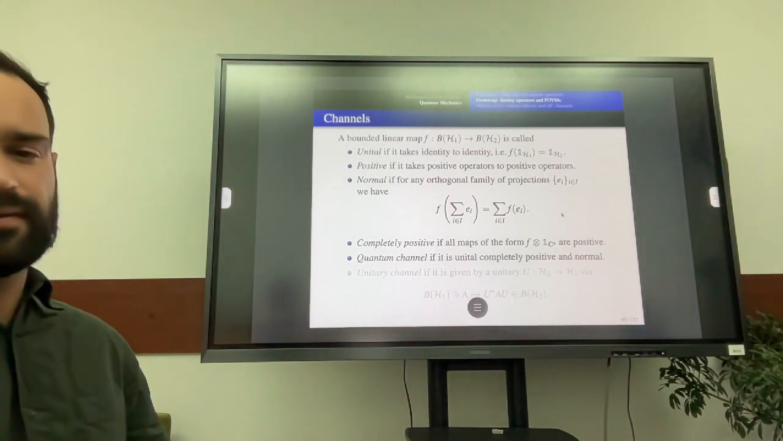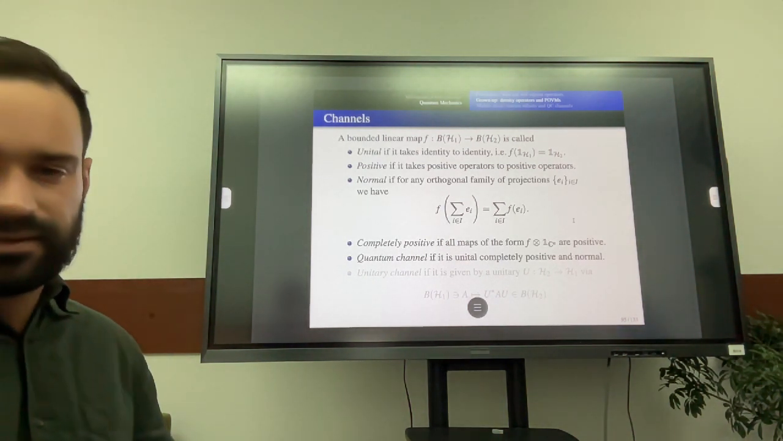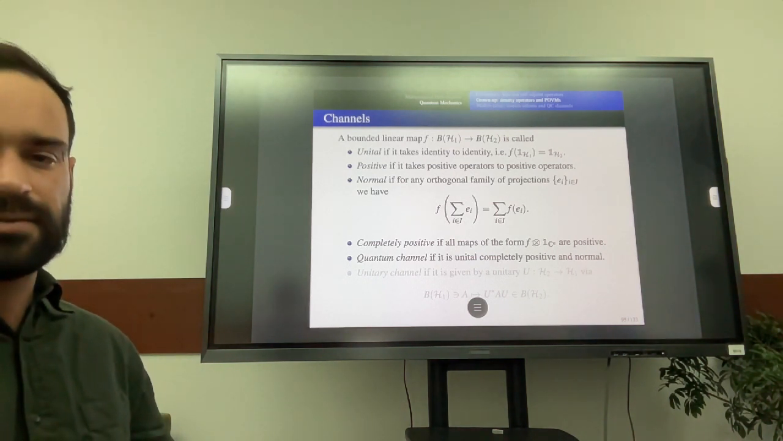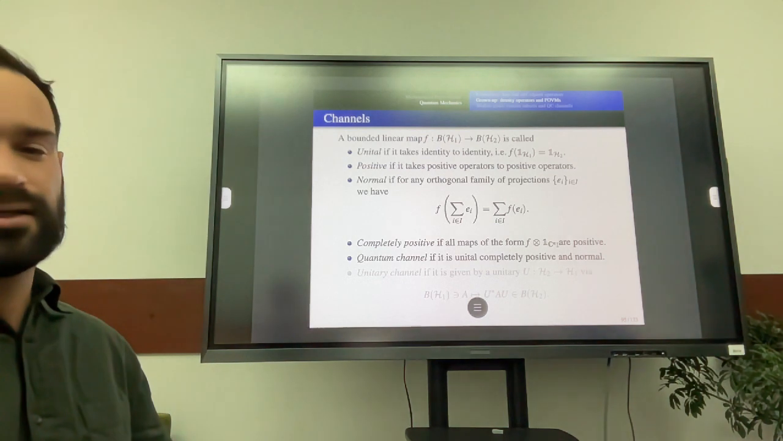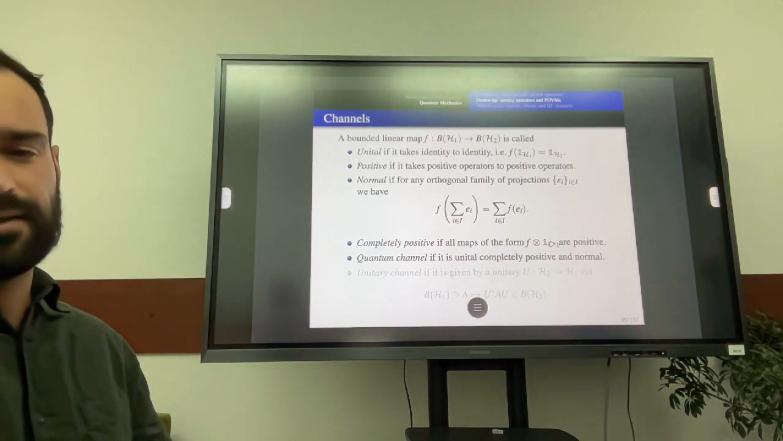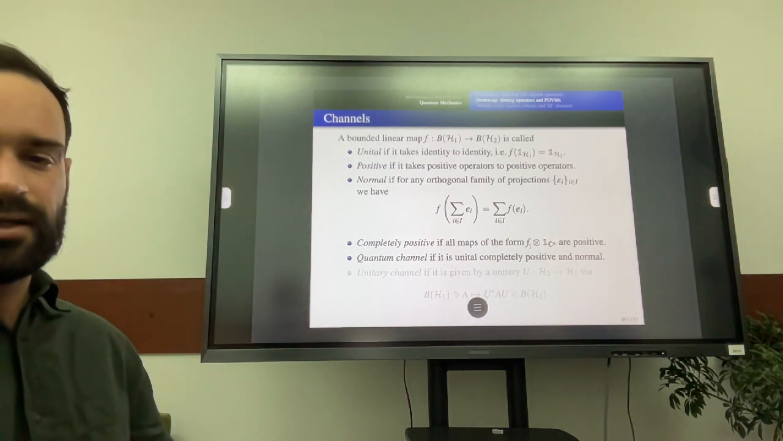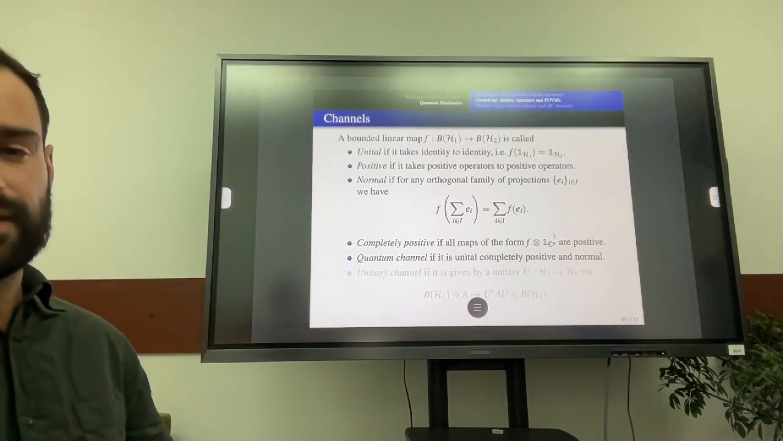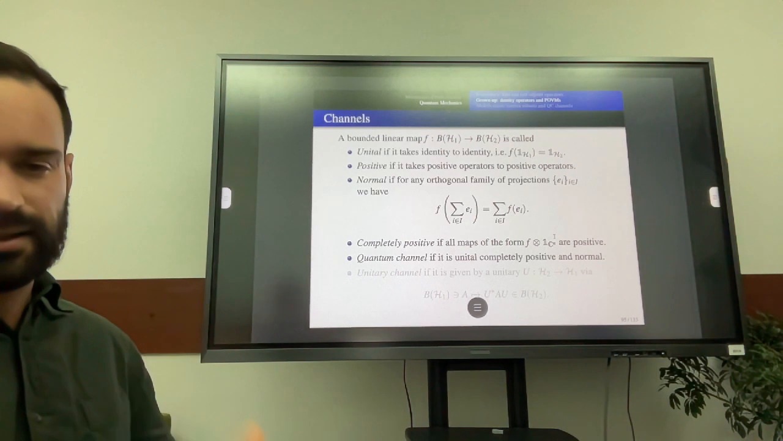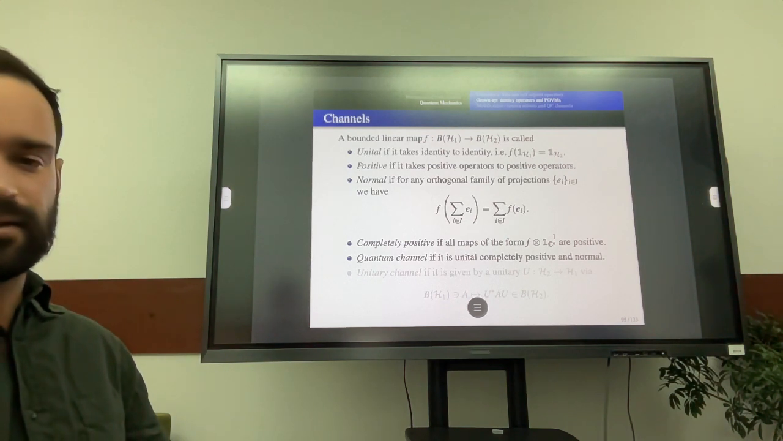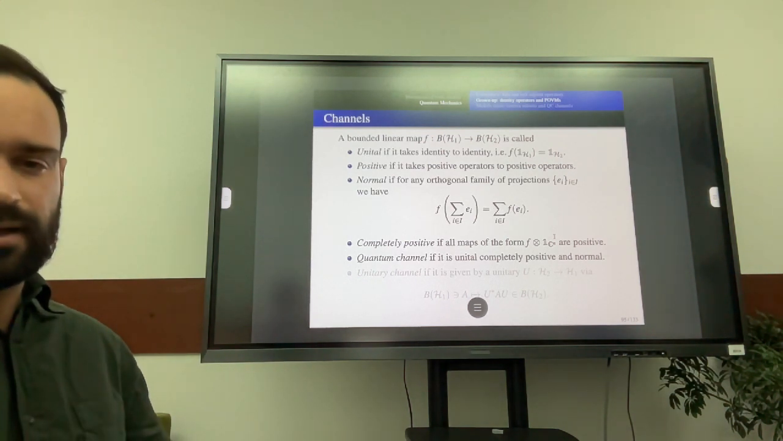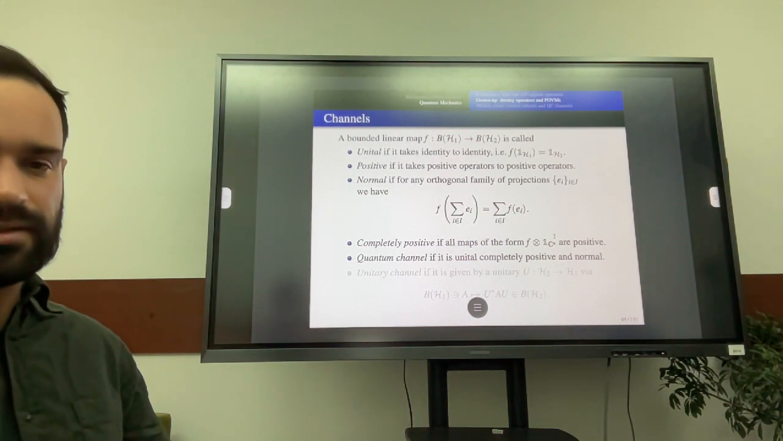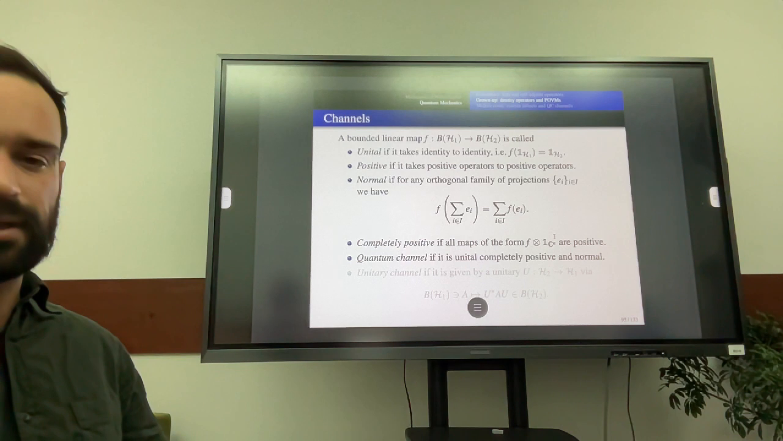Completely positive: quantum information stuff, you know this. It has to be positive, and also all the maps that are extensions, so you put on the side another finite-dimensional quantum system and extend the map by identity. This map is not necessarily positive even if f is positive, so it's a separate requirement to demand that all these maps are also positive. A quantum channel is a map that satisfies all these properties, so it's unital, completely positive, and normal.